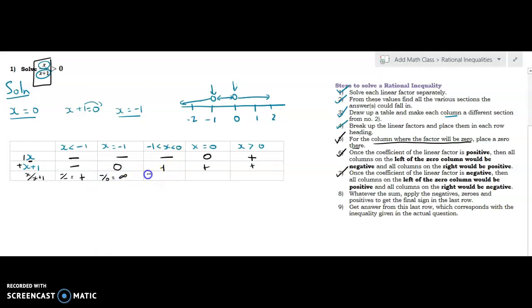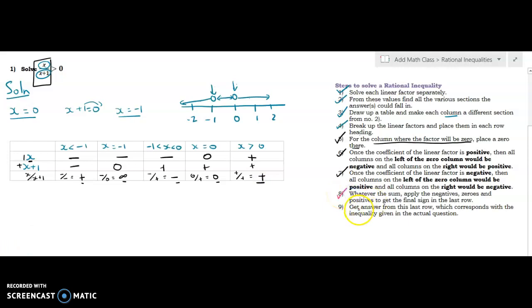If I had a negative divided by positive, my answer would be a negative. 0 divided by positive, my answer would be a 0. Positive divided by positive, my answer will be a positive. So these will now direct me to my answer, these values here.